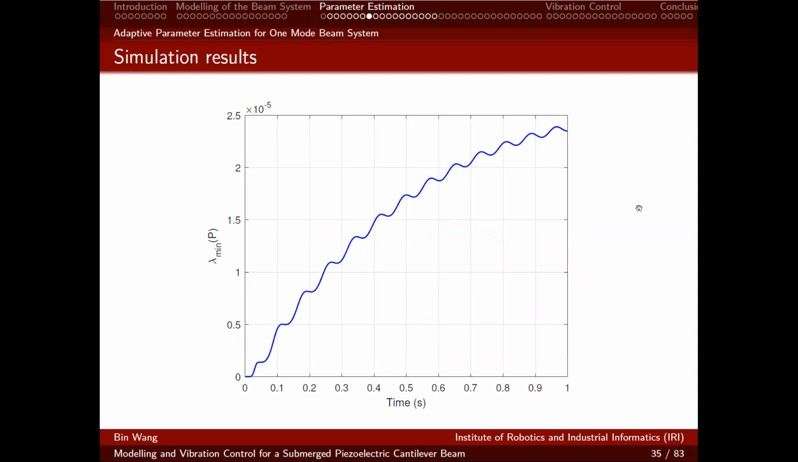We have the simulation results here. This figure shows the persistent excitation condition is fulfilled, testing the minimum eigenvalue of P.